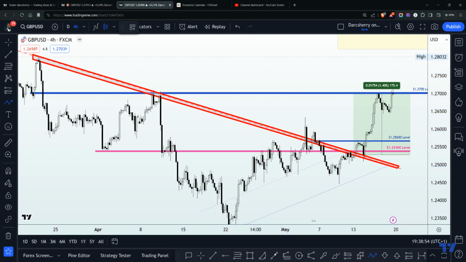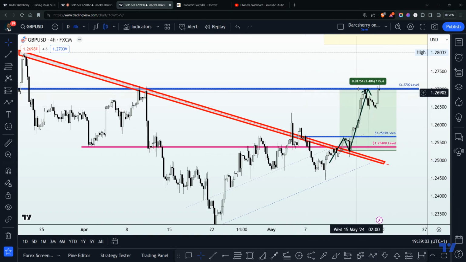And as a result of this, we were able to capitalize on this 175 pips move all the way into that 1.2700 area.